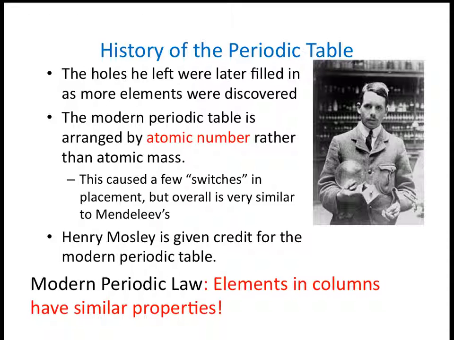And what Moseley basically discovered was if he rearranged the table based on atomic number rather than atomic mass, the inconsistencies of Mendeleev's table were fixed. And so that's what we have today, a periodic table that goes in order of increasing atomic number. It's based on the proton number of the element. And modern periodic law says that elements in columns have similar properties.